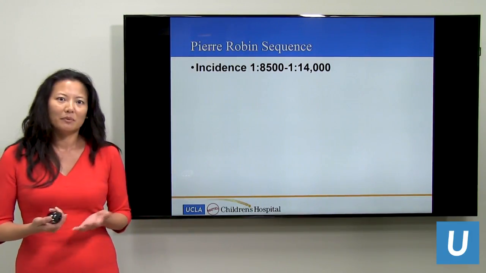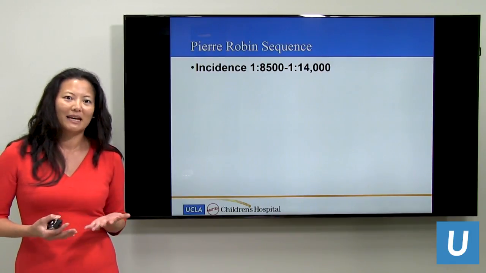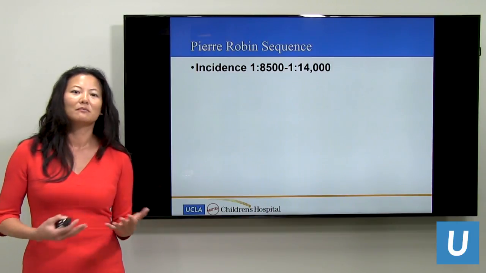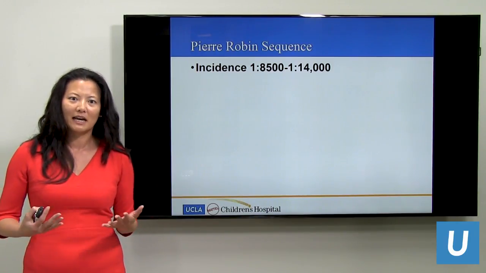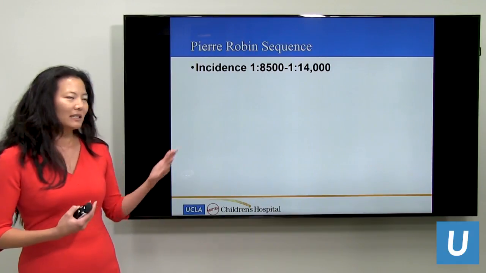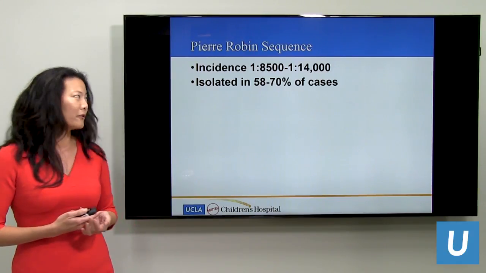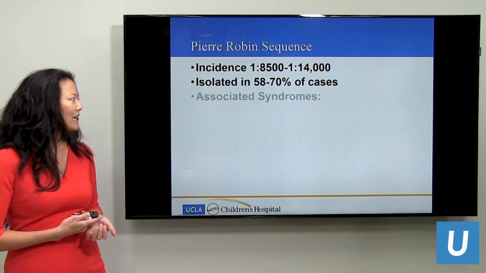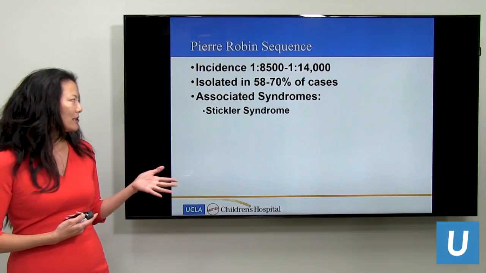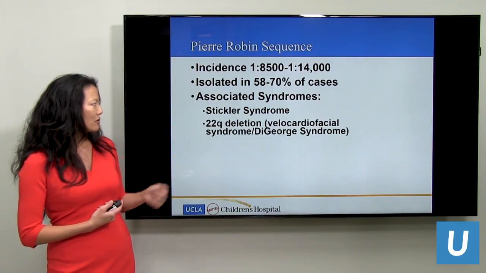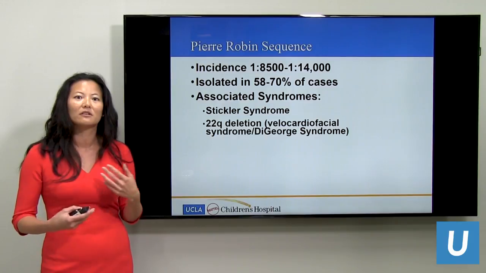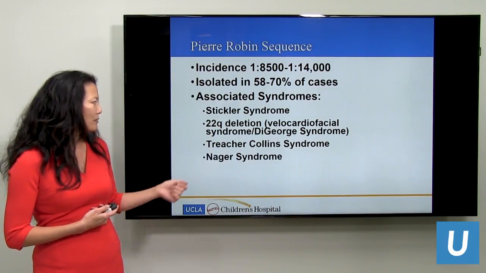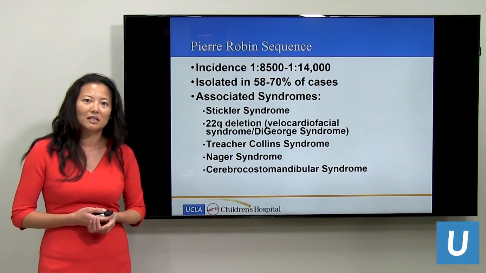The incidence of Pierre-Robin is not super common, but I think this probably has to do with a little bit of underdiagnosis. The typical cleft, the most common cleft and craniofacial anomaly one can have, occurs in 1 in 700. Pierre-Robin sequence occurs in 1 in 8,500 to 1 in 14,000. It's isolated, meaning not syndromic, in about 58 to 70% of cases. When it is associated with a syndrome, the most common syndromes are Stickler syndrome, 22q deletion, which is also called velocardiofacial syndrome or DiGeorge syndrome, Treacher-Collins syndrome, Nager syndrome, and cerebrocostomandibular syndrome.